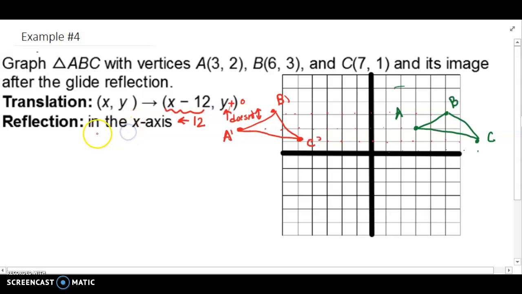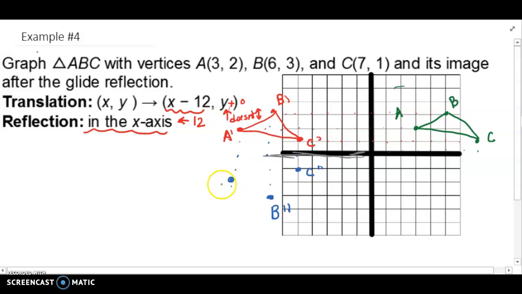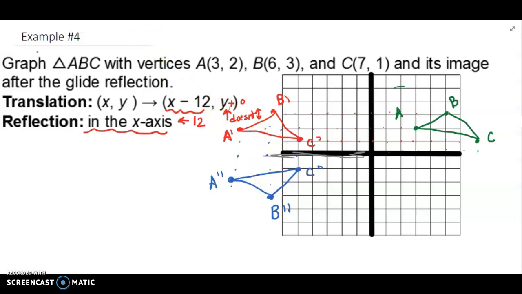Okay, then I'm going to flip and I'm going to reflect it over the x-axis. Okay, so the x-axis is just right here. Okay, I don't really need my rules when I do these. So this is 1 above, it's going to go 1 below. So here's my C double prime. And if I'm 1, 2, 3 above, I'm going to go 1, 2, 3 below. This is my B double prime. And my A is 2 above, so I'm going to go 2 below. And then here is my new triangle.